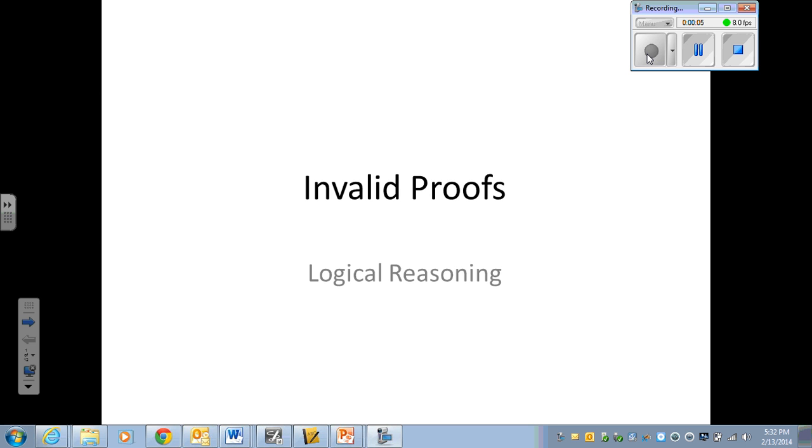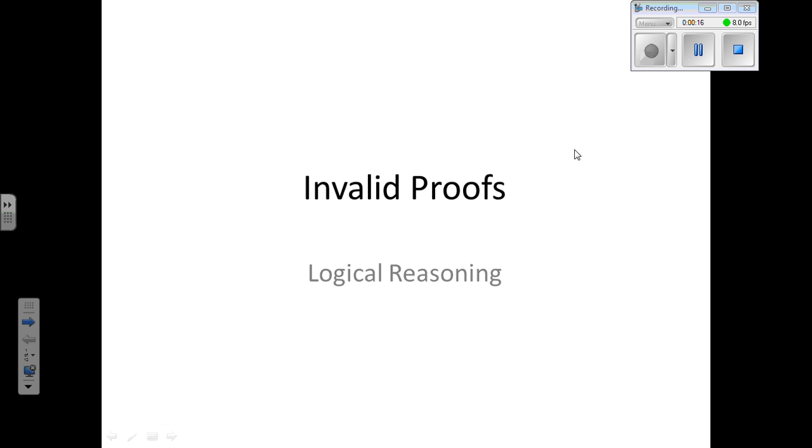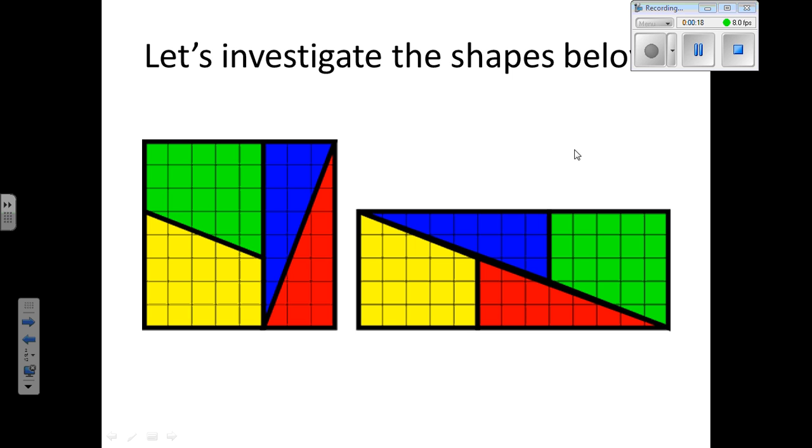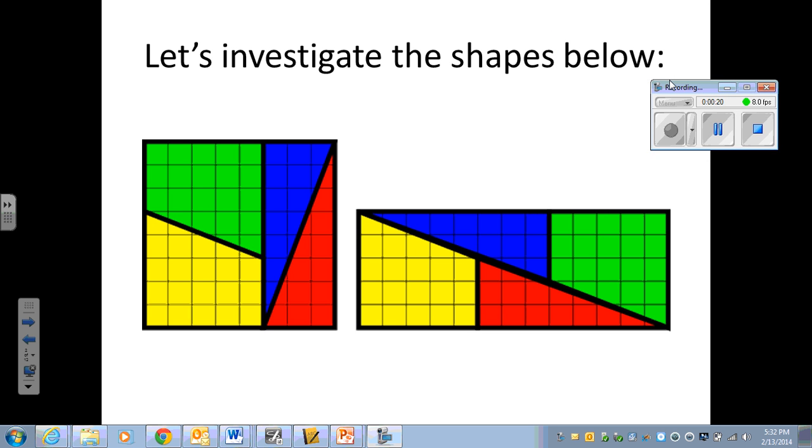Applied 30S students, today we're going to talk about invalid proofs. So you need to be on page 28 right now in your yellow booklet. So let's start. Let's investigate the shapes below.